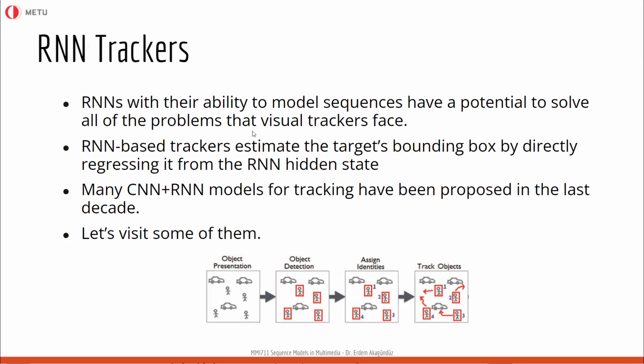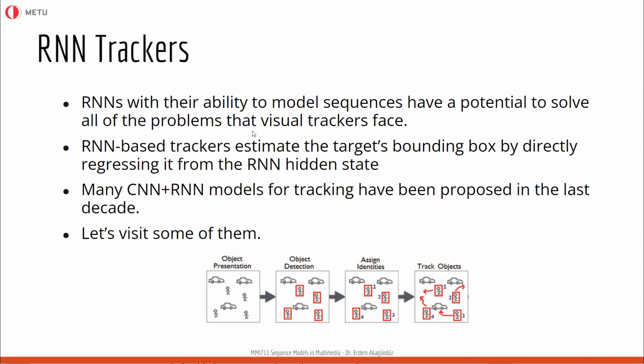They can hold the history of the background. They can hold the history of the target, its position. They have this capacity. I mean, this is week 11. You already know this. So RNN-based trackers estimate the target's bounding box by directly regressing it from the RNN hidden state.